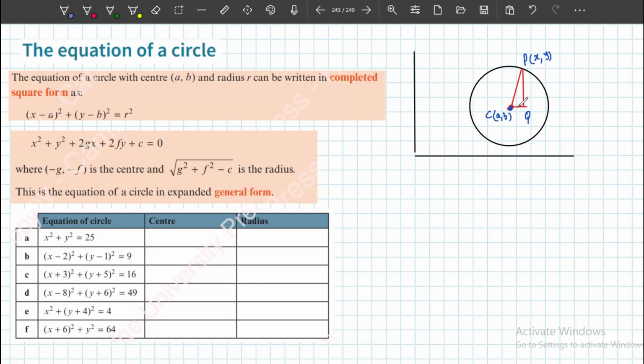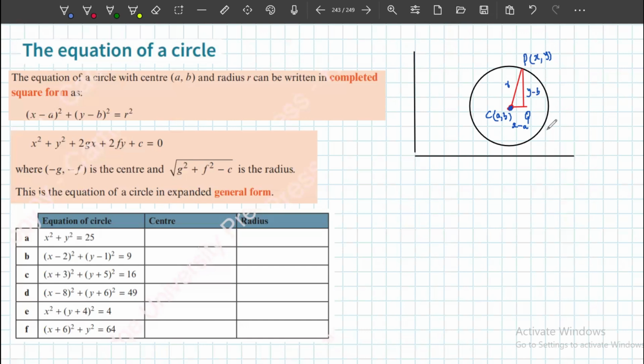So remember the horizontal distance is basically the difference of x coordinates, and the vertical distance is basically the difference of y coordinates. We can find r by applying the Pythagoras theorem as well, which says the sum of squares of the other two sides equals the square of the longest side. The vertical distance is y minus b, and the horizontal difference of x coordinates is x minus a. So we can use the Pythagoras theorem concept.